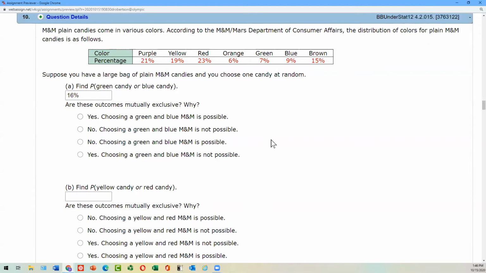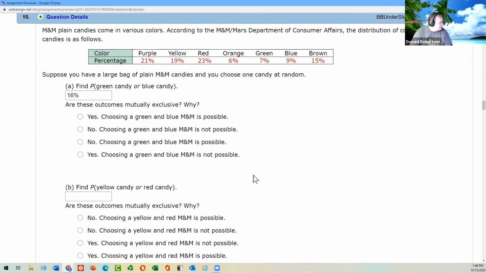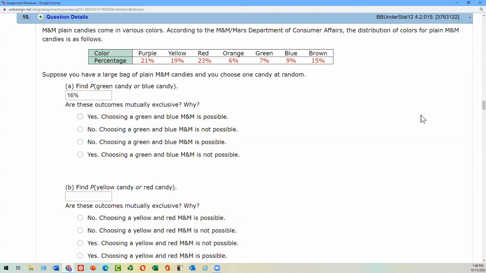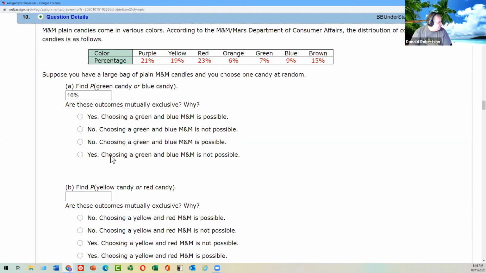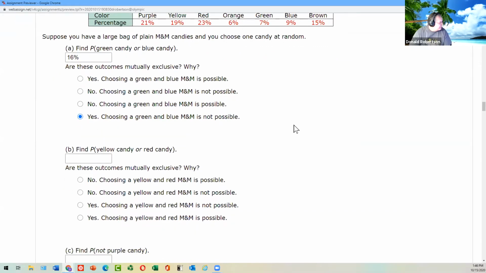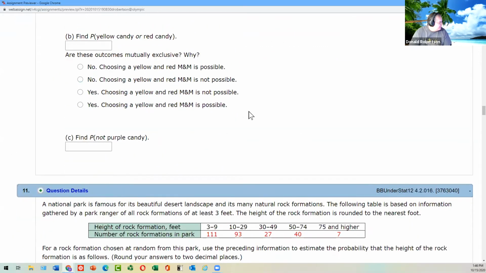You're a bit quiet, so I'm not sure what you said, but hopefully you were talking about this question. Are green and blue candies what we call mutually exclusive? Is it yes or no? Yes. Correct. So choosing a green and blue M&M is not possible. That's why. They give you another yes, it's not correct. And the same one there.